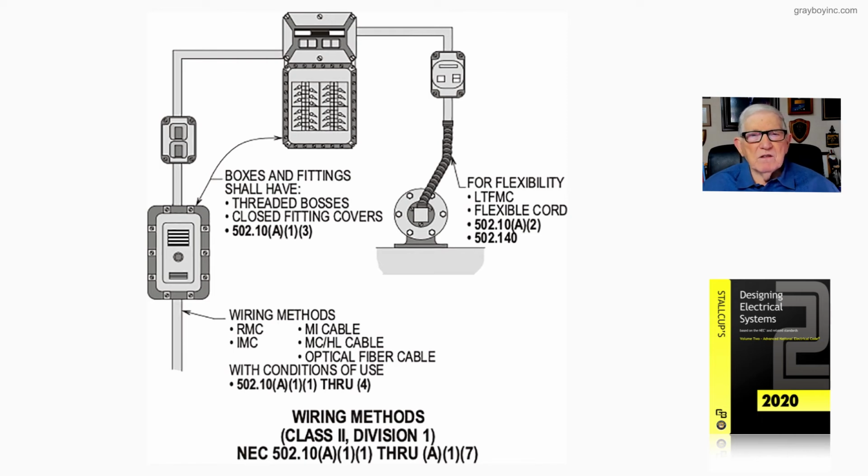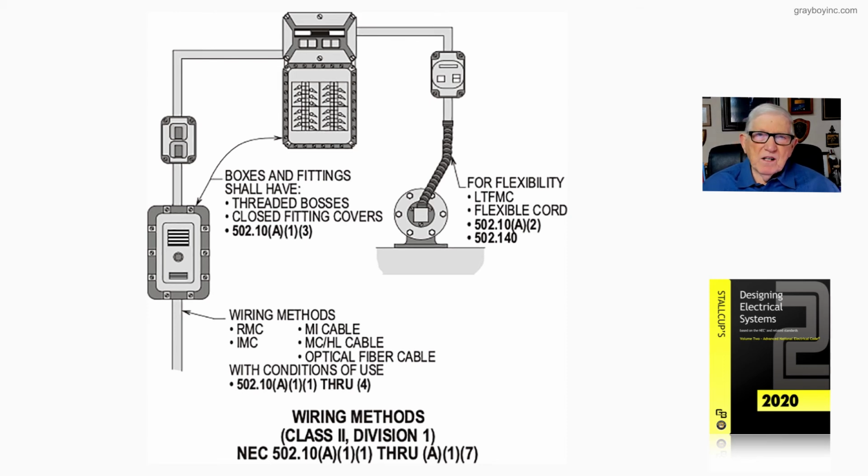But now boxes and other items like that, you would find that in 502.10(A)(2), I believe it is. And they could just be regular dust type boxes with threaded hubs. And of course, you pick up your flexible connections you see to the right: liquid-tight flexible metal conduit, flexible cord, any of those listed in 502.10(A)(2) and 502.140, for cord and plug connected type.